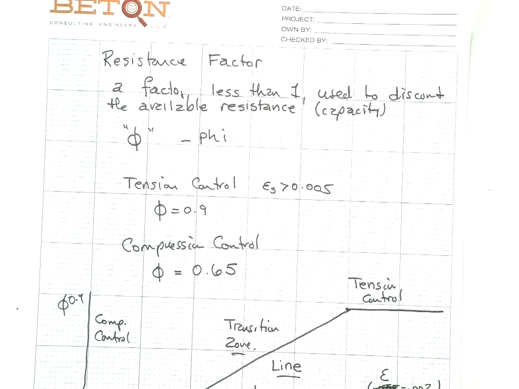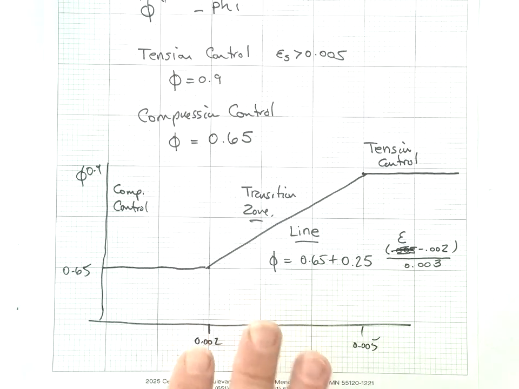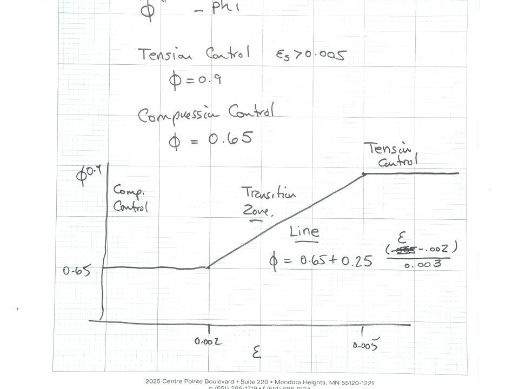And in the transition zone, we have a sliding scale for phi. And you missed this on Tuesday. I couldn't find my notes, so I had to derive it from first principles. There's a straight line. Greater than 0.005, it's 0.9. Less than 0.002, it's 0.65. And in between, the phi factor is 0.65 plus 0.25 multiplied by the strain minus 0.002 divided by 0.003. And that's the equation of that straight line. So do you see how we use the phi factor to control how much risk we're taking? That's the resistance factor.